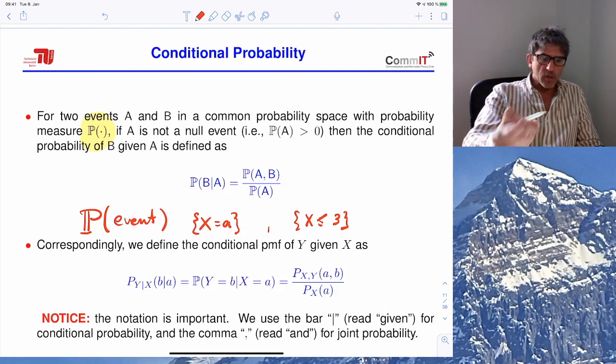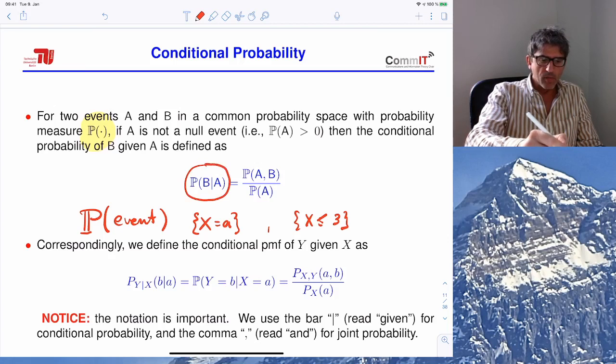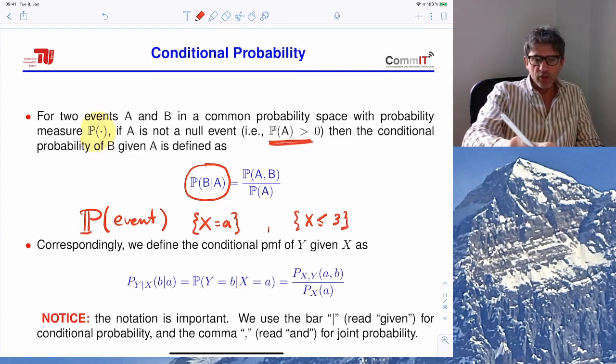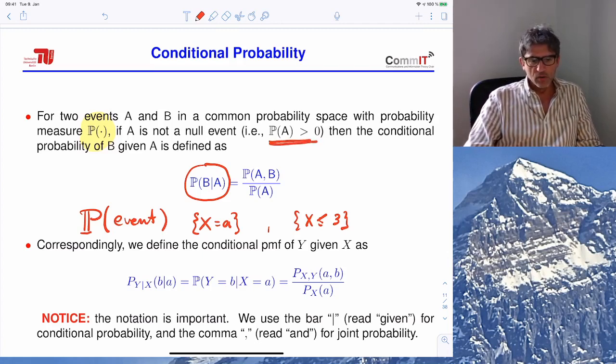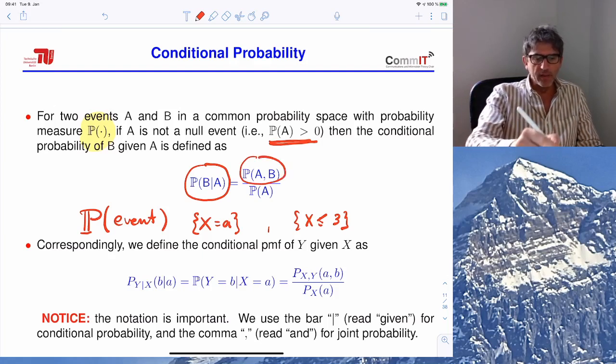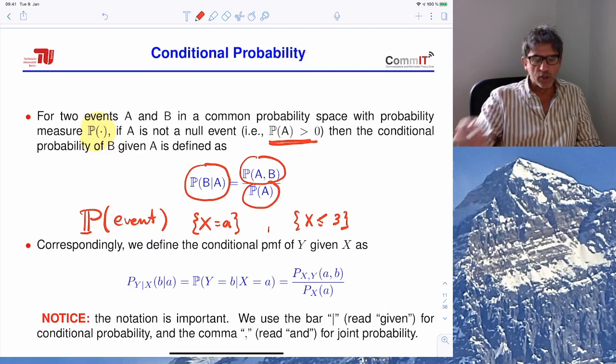Okay? So in general, we say that the conditional probability of an event B given another event A, when the probability of the conditioning event is greater than 0, so we say that the conditioning event is not null, is given by this ratio: the probability of A and B, which is the joint probability, divided by the probability of the conditioning event. When the conditioning event is null, so the probability is 0, then the conditional probability is not defined. It doesn't exist.